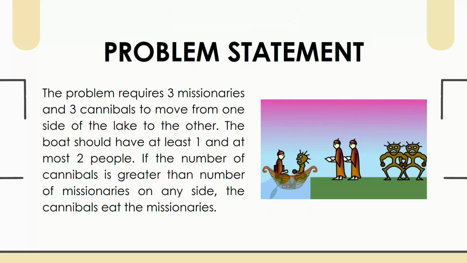The problem statement basically requires 3 missionaries and 3 cannibals to reach the opposite bank of a river. There is a boat that takes them across, but the boat can only consist of a maximum of 2 and a minimum of 1. We must ensure that the number of missionaries is greater than or equal to the number of cannibals on either side of the bank to ensure that cannibals do not eat the missionaries. So this is the problem statement, and we'll go into how we approach it.